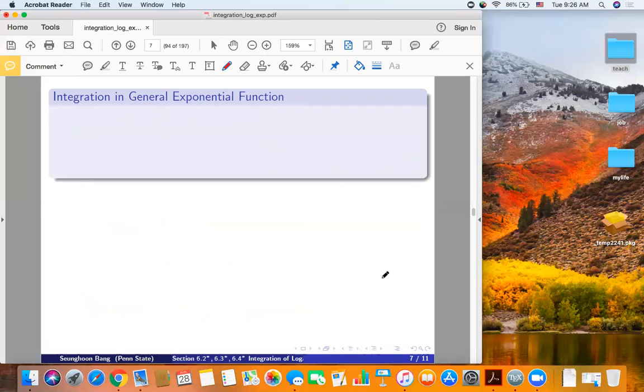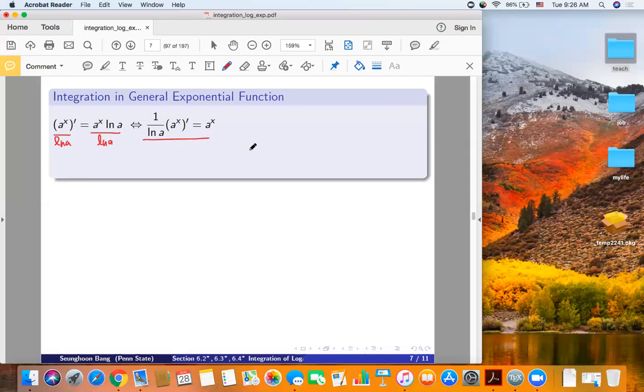Next one, integration of a general exponential function. Do you remember what a to the x prime is? a to the x times ln of a. Yes, thank you, all of you. a to the x times ln of a. I want to divide both sides by ln of a. So like this, ln of a.